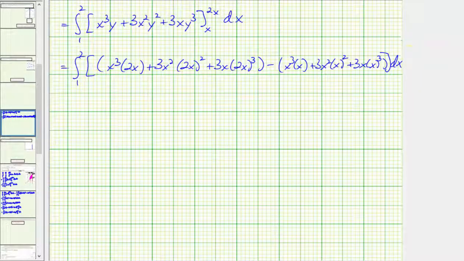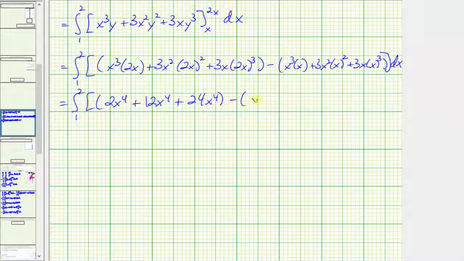And now simplifying, here we're going to have 2x to the fourth plus, well, 2x to the second is going to be 4x squared. 4x squared times 3x squared would be plus 12x to the fourth, plus 2x to the third is going to be 8x cubed. 8x cubed times 3x is 24x to the fourth, minus, here we'll have x to the fourth, plus 3x to the fourth, plus 3x to the fourth.